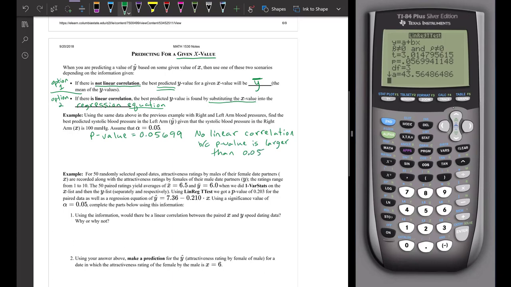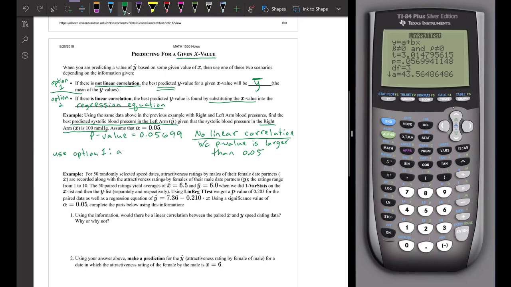Now, they say in this problem, if you're given a right arm blood pressure that's 100, so you're given an X that's 100, what will the predicted Y be for the systolic blood pressure, the Y value? What is your prediction going to be? Well, which option do we pick of the ones above? Since we have no linear correlation, we're going to pick option 1. So we're basically going to average our Y values.